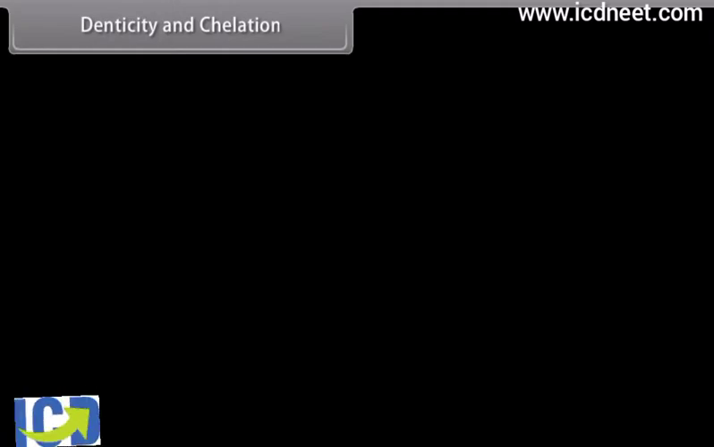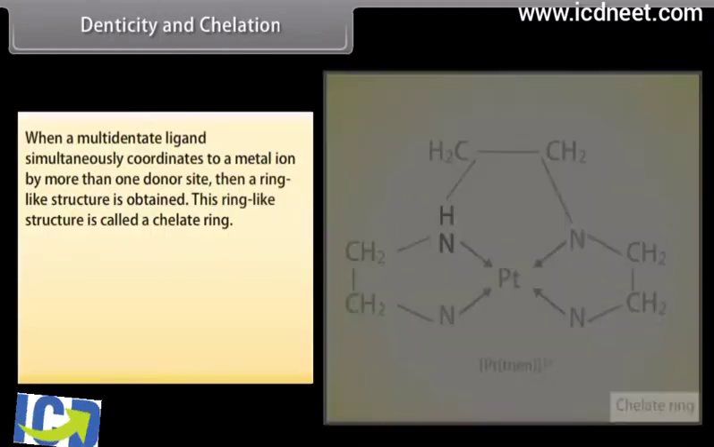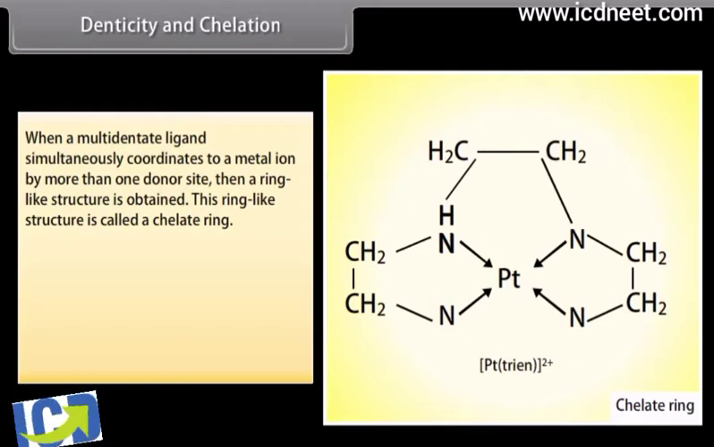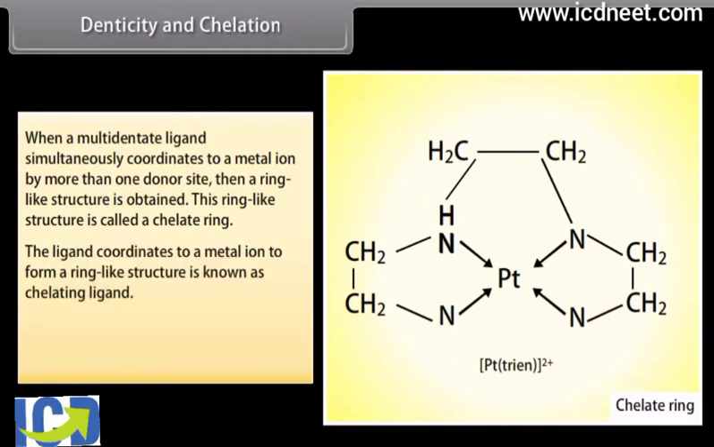Denticity and chelation. When a multidentate ligand simultaneously coordinates to a metal ion by more than one donor site, then a ring-like structure is obtained. This ring-like structure is called a chelate ring. [Pt(en)2]2+ is an example of chelation. The ligand that coordinates to a metal ion to form a ring-like structure is known as chelating ligand.